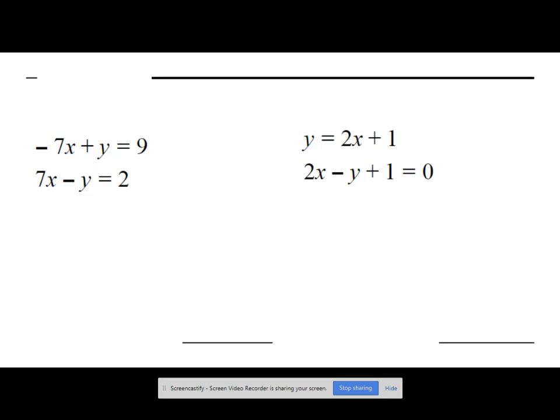I'm assuming you paused it. I'm assuming you tried it on your own. You may have run into some issues with these. I'm going to look at the first one here.